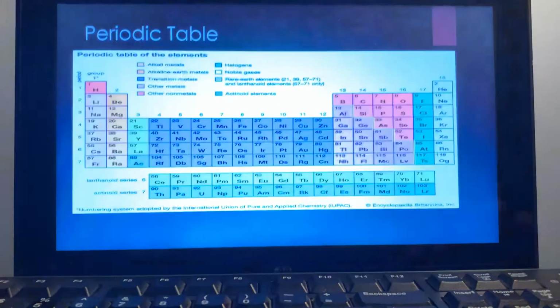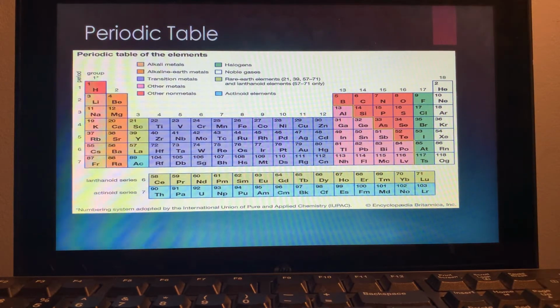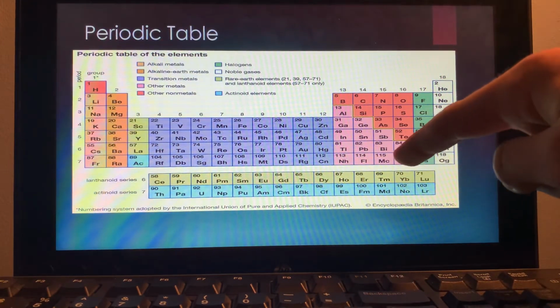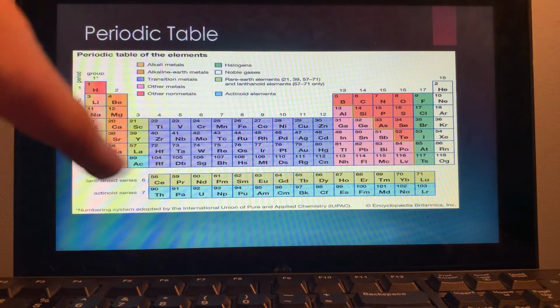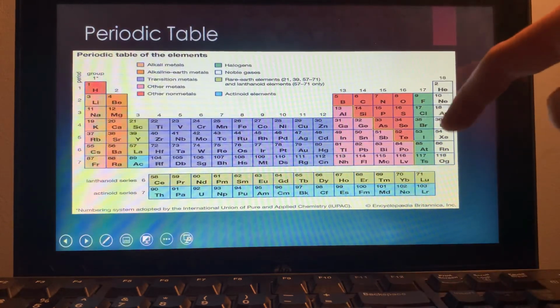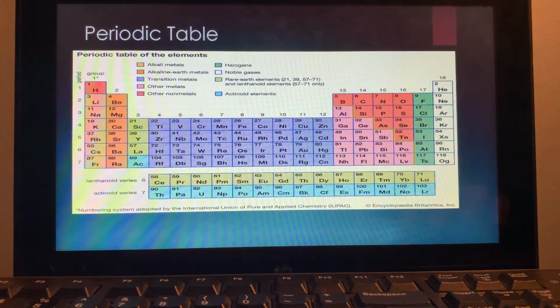Now we're going to look at this. If you want to pause and take a look, you can see all of the different rows, columns, elements, and types of elements. Look at the step right here. I don't know if you guys can see that, but there's a little line going there. The ones to the left of that are non-metals, while the ones to the right of it are known as metals, but the ones on it are known as metalloids.